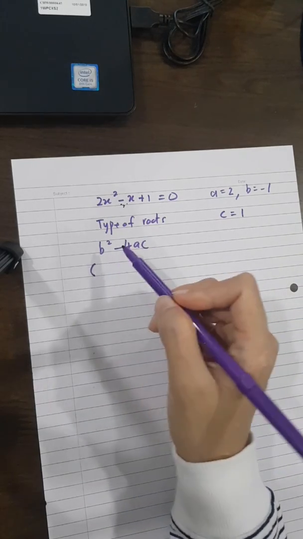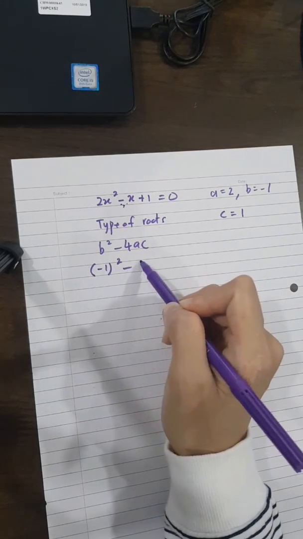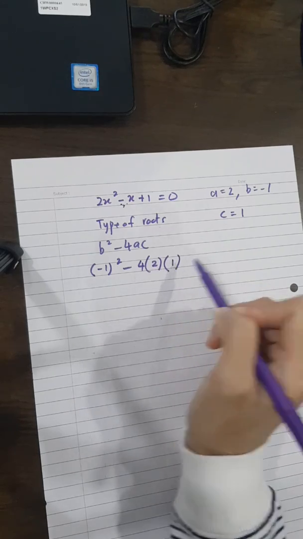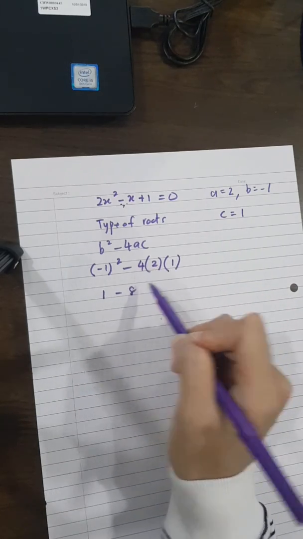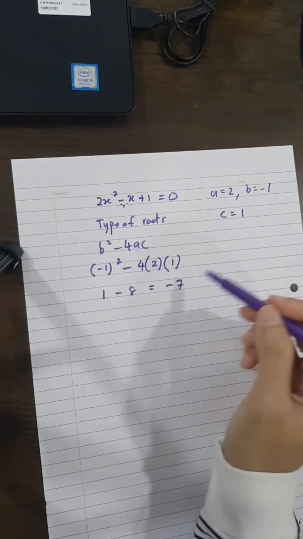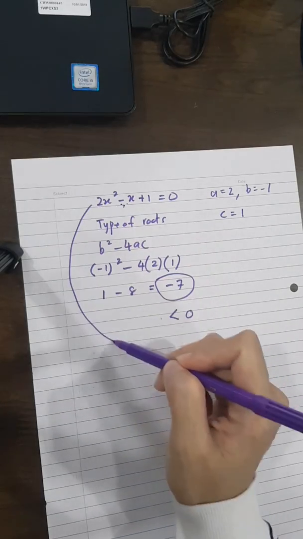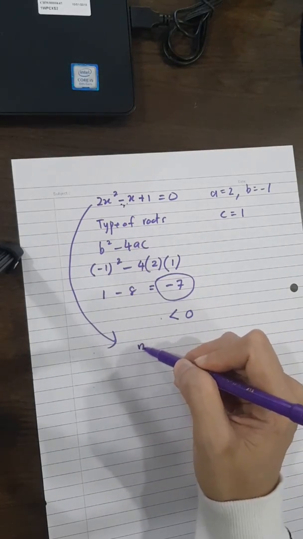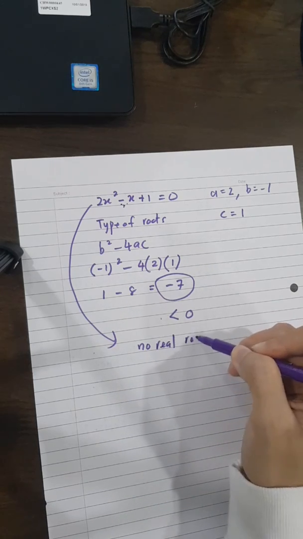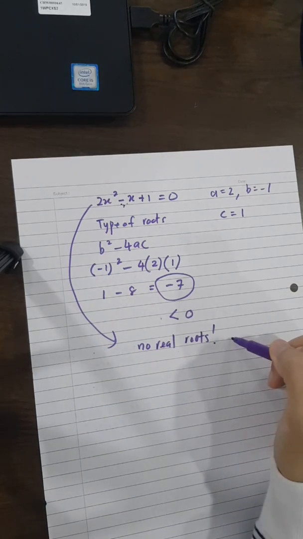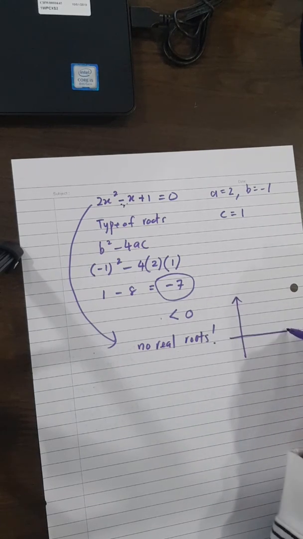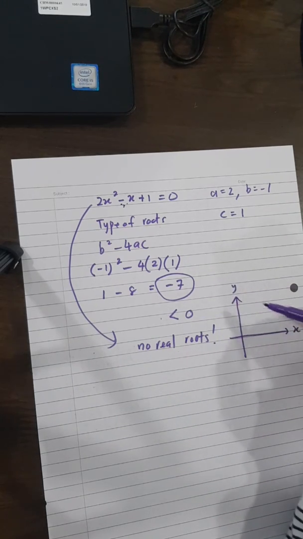So substitute in your discriminant b square minus 4ac. So you get 1 minus 8 equal to negative 7. So your b square minus 4ac now is less than 0. It means this quadratic doesn't have real roots. It means when you draw the graph, your graph doesn't touch the x-axis. Okay, no touching, because they don't have real roots.